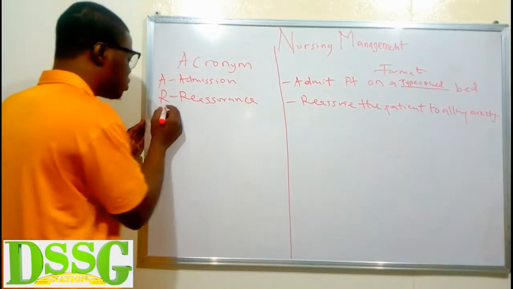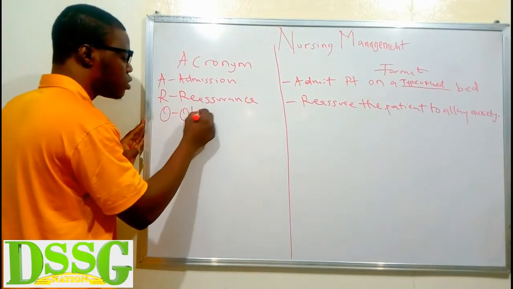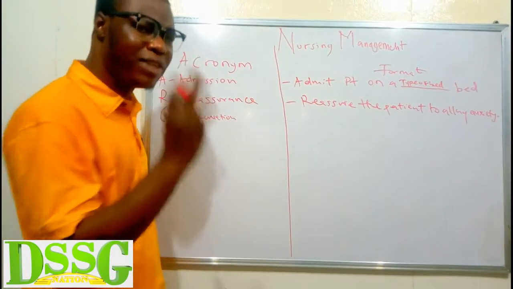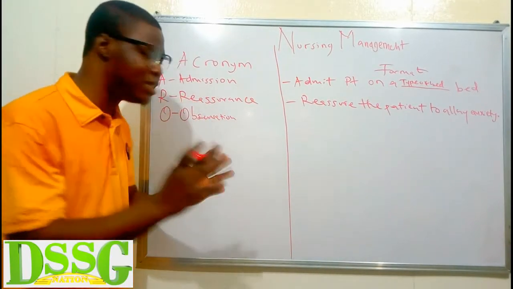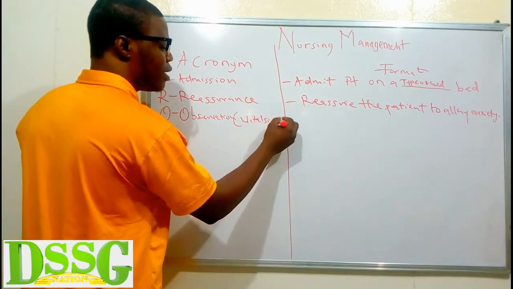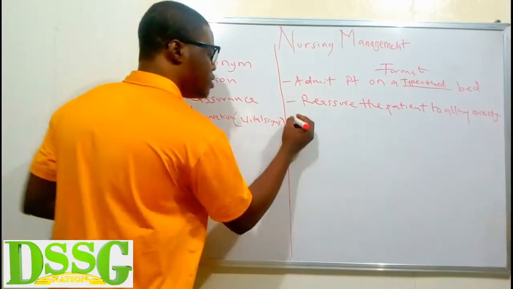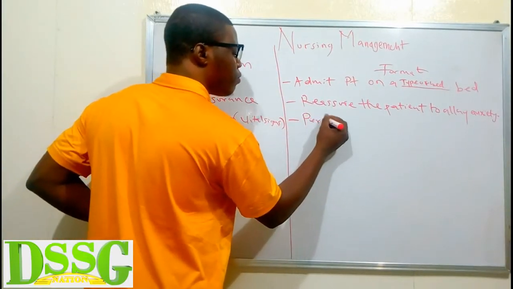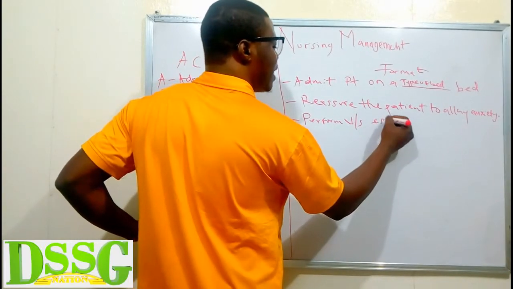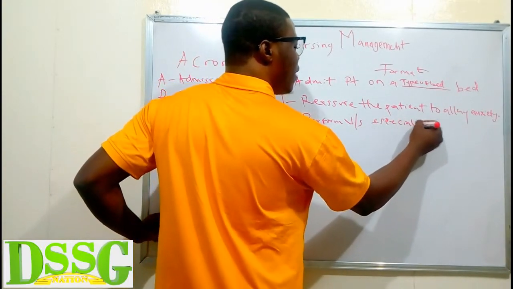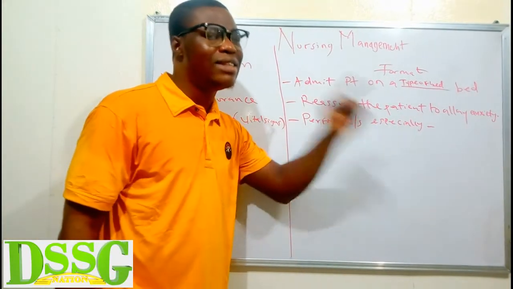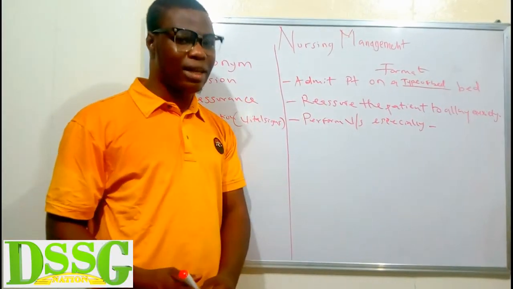The next one is O, and O is observation. The meaning of observation basically means vital signs. So what I'm going to say is perform vital signs, especially, or you say and monitor, it depends. I monitor the affected vital sign in that disease condition.